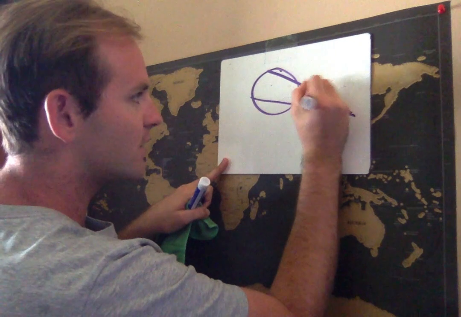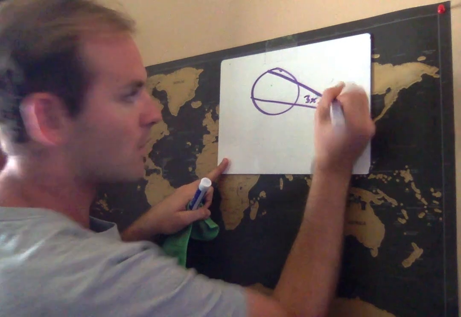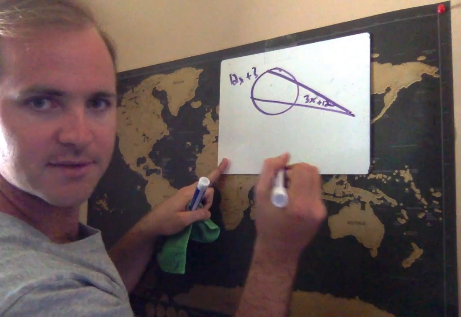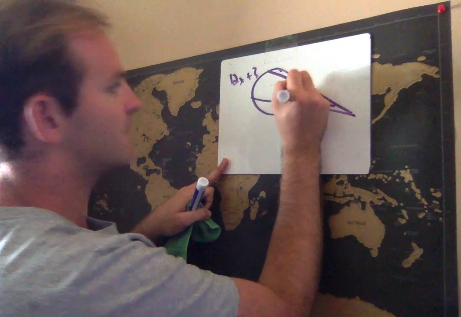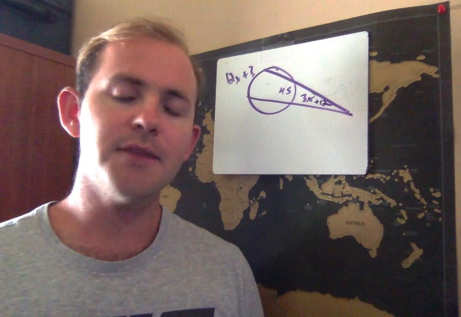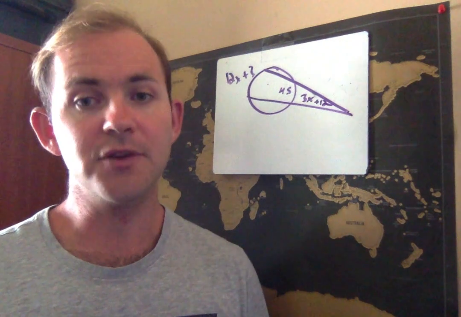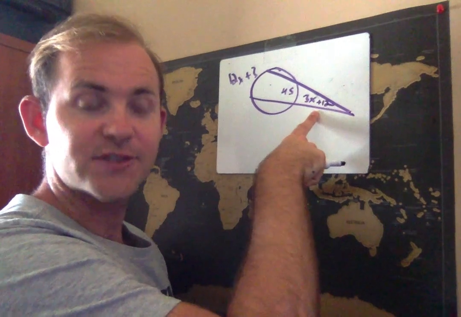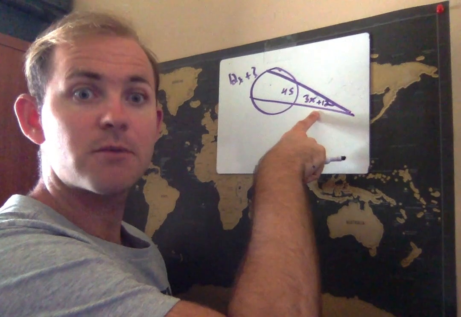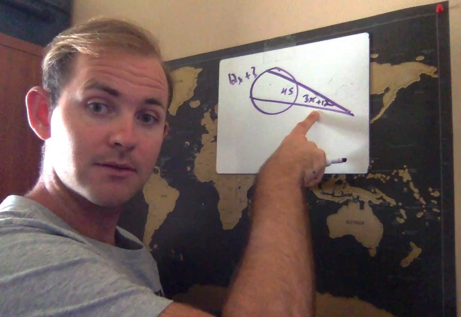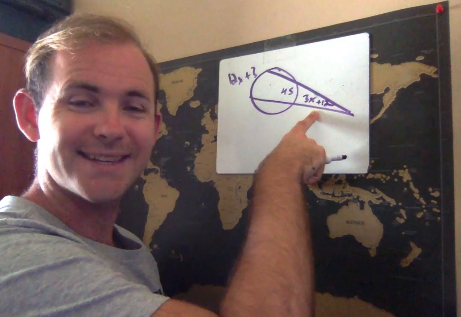Alright, so this is 3x plus 12. This is 12x plus 3. And this is 45. Alright, guys. So the thing with this question, or what makes it different from the previous one, look at where our angle is. Our angle is outside. Let me say that one more time. In contrast to the previous problem, the angle is outside.